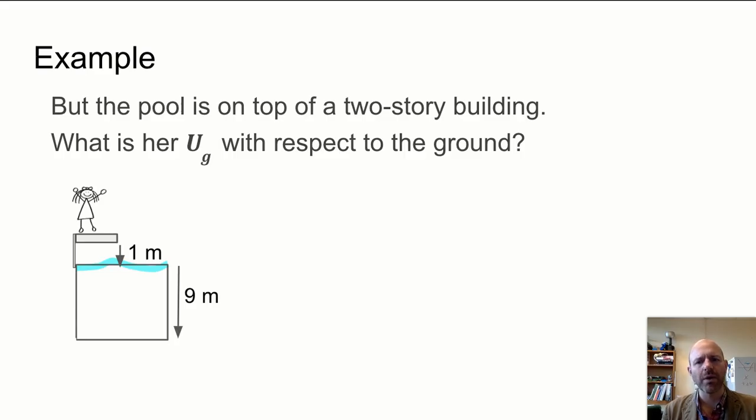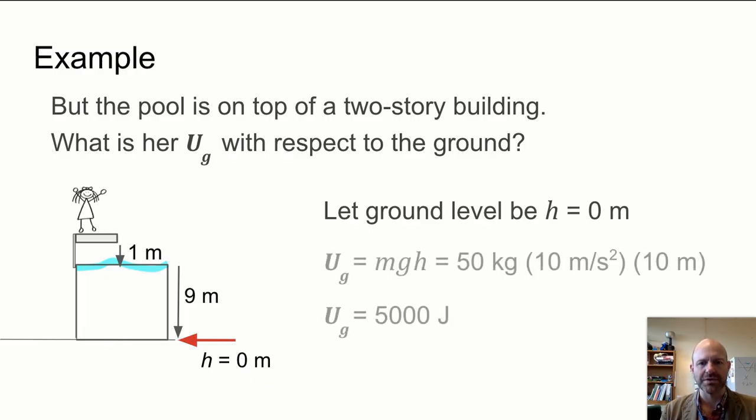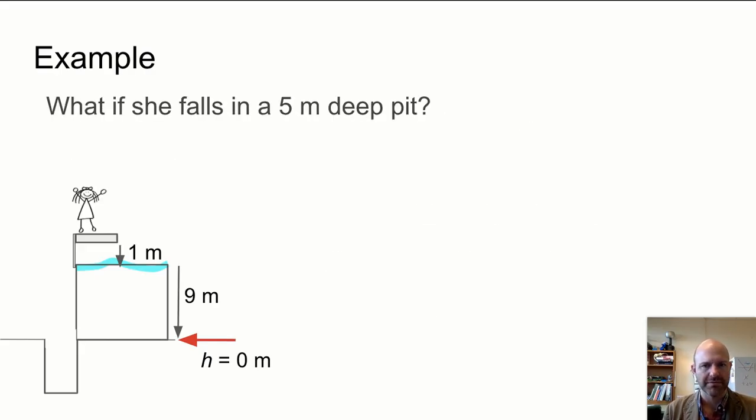And we now are going to ask, well, what's her gravitational potential energy with respect to the ground? Well, if the ground level is h equals 0, then mgh gives us 50 kilograms times 10 meters per second squared times 10 meters high, which gives us 5,000 joules of gravitational potential energy with respect to the ground.